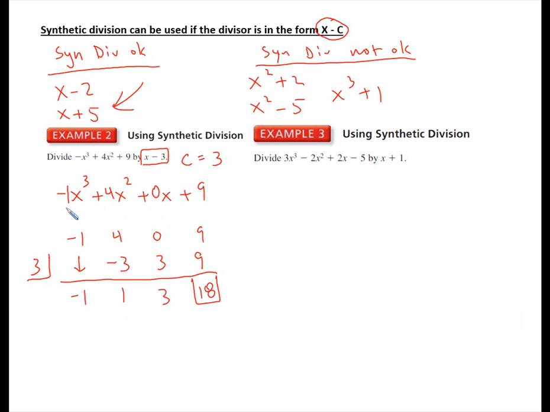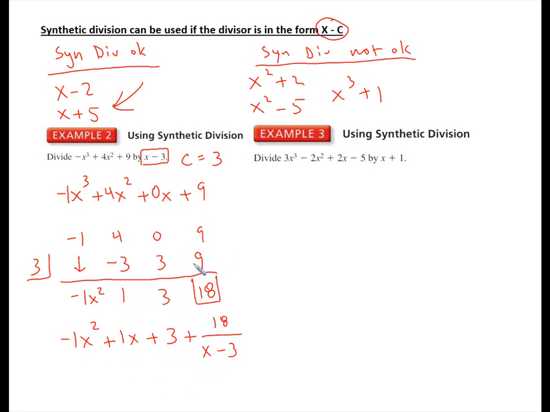Now every time you do synthetic division, the exponent goes down 1. So if our problem started with x to the third, that means now this is going to be x squared. So our answer is negative 1x squared plus 1x plus 3, and then this is our remainder, plus 18 divided by our divisor, which is x minus 3. Okay, so this is our answer here.